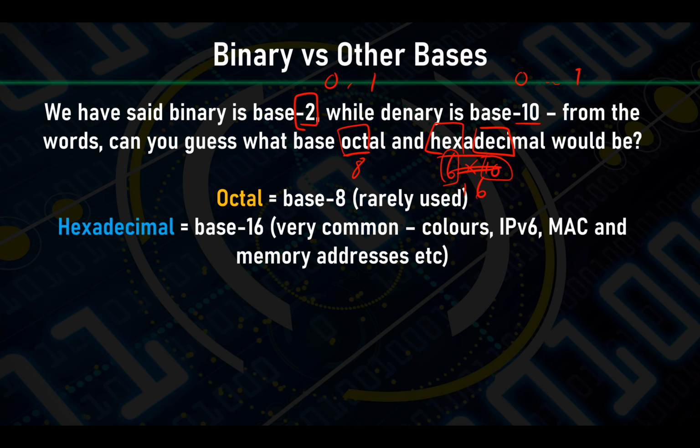However, hexadecimal is going to be extremely common. We can use this to represent colours, and also IP version 6 addresses. There's also IP version 4, which uses denary. But IP version 6 is kind of improved, with more addresses available, and this is represented in a human readable form using hexadecimal.